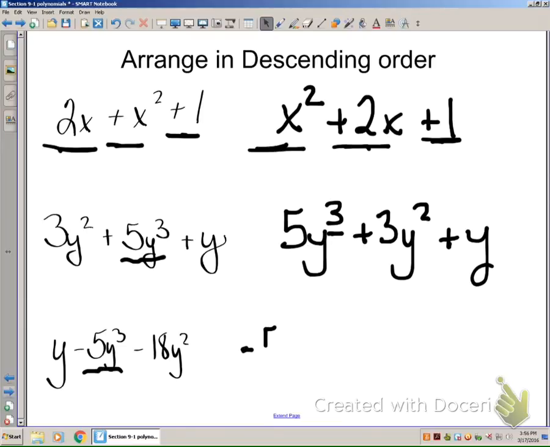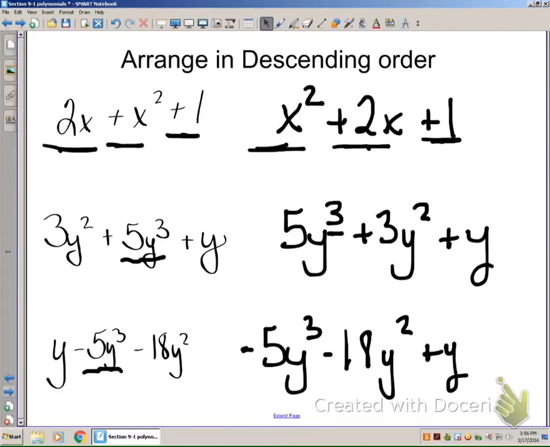So I've got negative 5y cubed. I have to keep that sign that's in front of it. Minus 18y squared plus y. Now we have arranged these in descending order. If I ask you to do it in ascending order, then you would do it the opposite. It'd be 1 plus the 2x plus x squared, or y plus 3y squared plus 5y cubed. But 9 times out of 10, you're always going to see them in descending order. That's just the most common way of writing them.